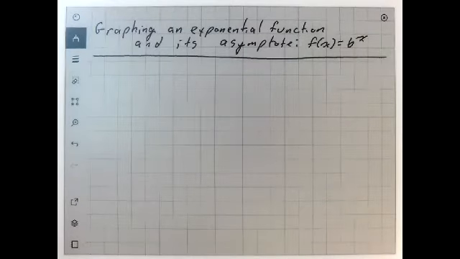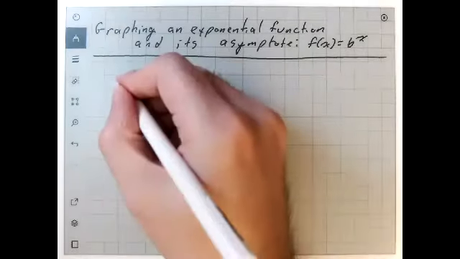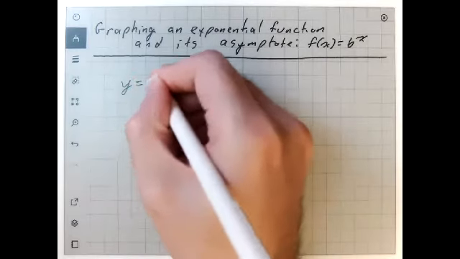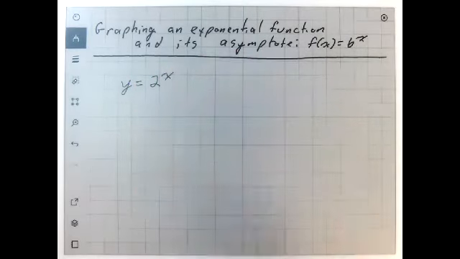Graphing an exponential function and its asymptote, f of x equals b to the x power. To understand the graph of an exponential, let's take a look at a specific case first and then try to generalize it. The easiest exponential graph to understand is y equals 2 raised to the x power.